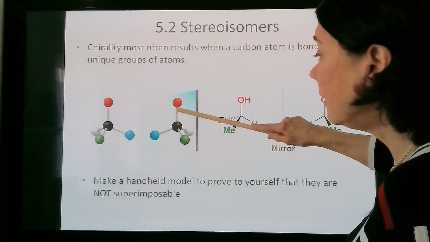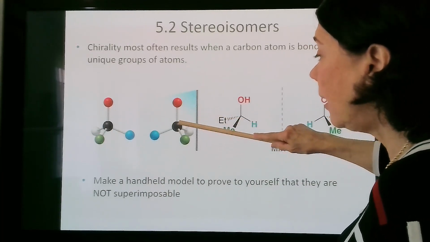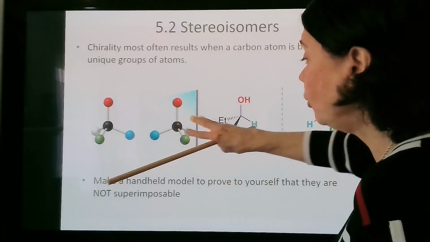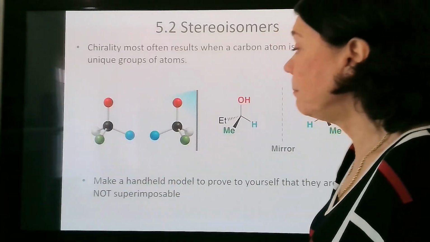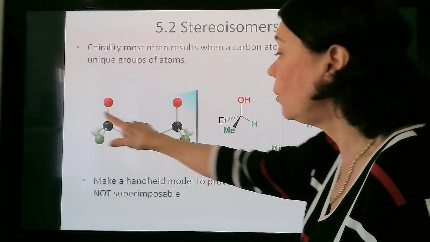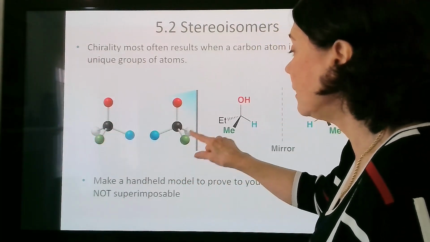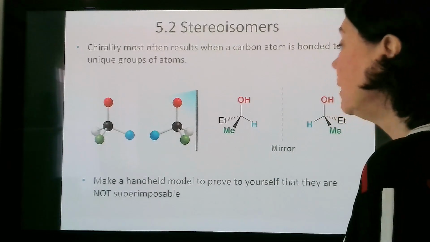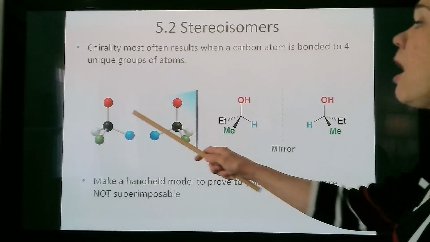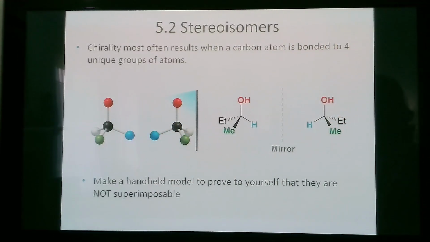If you have the red group going up and you move this over to try to superimpose it, you can see that the blue will not superimpose on the white and green. Here the white and green will not superimpose on the blue. So they're not the same molecule. They are indeed mirror images.